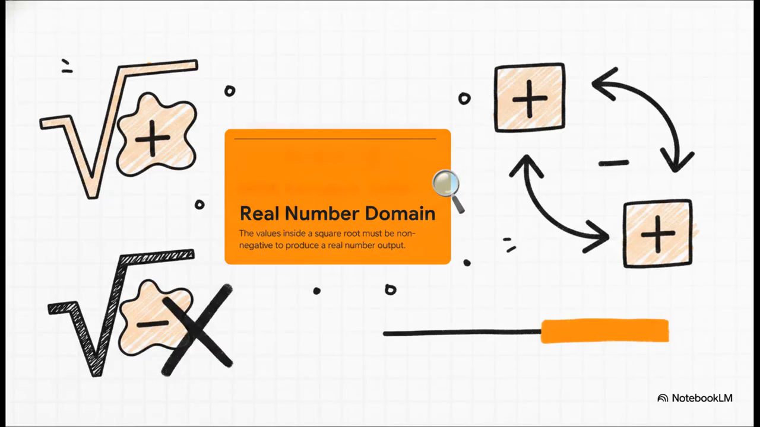But listen, we really have to set up a firm mathematical guardrail right here at the start. We are operating strictly within the real number domain. What does that mean for us? It means the values inside our square root, the stuff we call the radicand, must be non-negative if we want a real number as our output. Why is that? Well, because any real number you square, whether it's positive or negative, is going to result in a positive number. You literally can't multiply a real number by itself and get a negative result. So trying to find the real square root of a negative number, yeah, that just won't work in this domain.